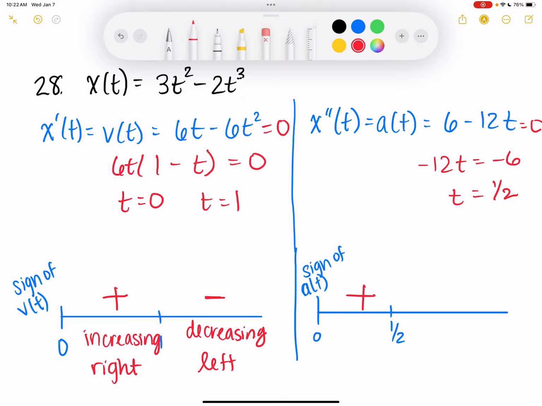And then over here, I'll use 1. 6 minus 12, that's negative. So this first interval is concave up. Second interval is concave down. So if it's concave up, that means it's accelerating. And then where it's concave down, it is decelerating.